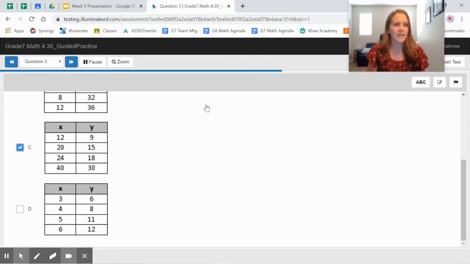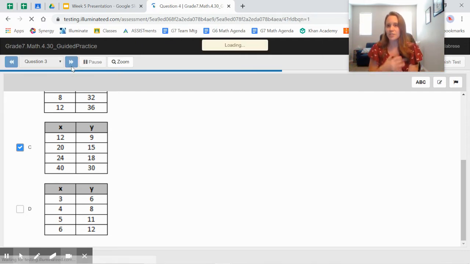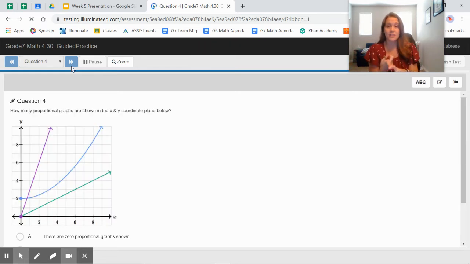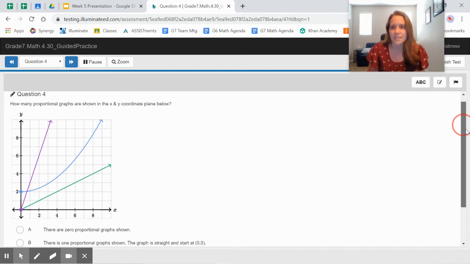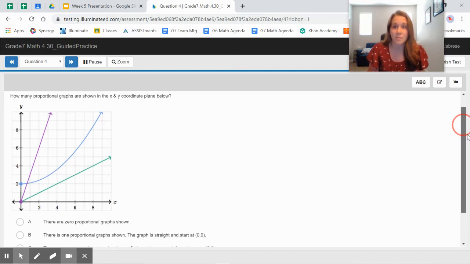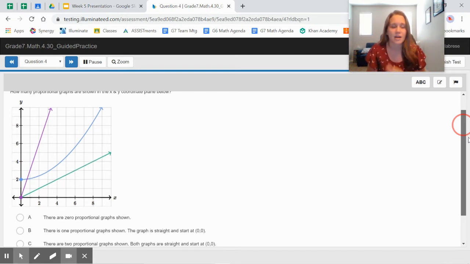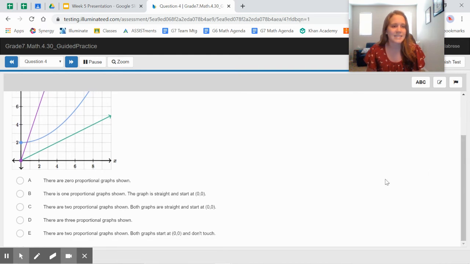Okay. Let's keep going. So what we've done so far is we've looked at the first half of our goal today, which was identify if a relationship is proportional from a ratio table. Now we're going to look at graphs and determine if a relationship is proportional. Okay, here's question 4. How many proportional graphs are shown in the x and y coordinate plane below? This basically means how many of these lines or of these relationships graphed are proportional. So remember your two requirements for a relationship that's proportional on a graph. Okay, go ahead and identify the correct answer out of these answer choices.